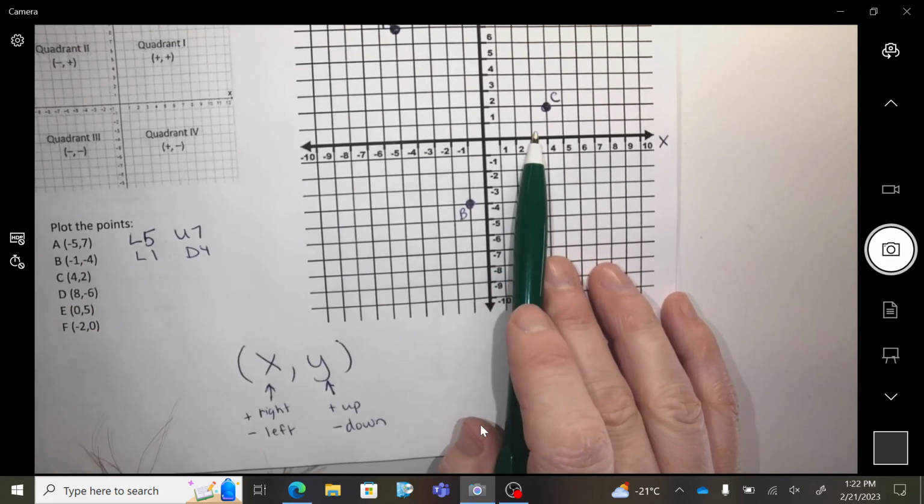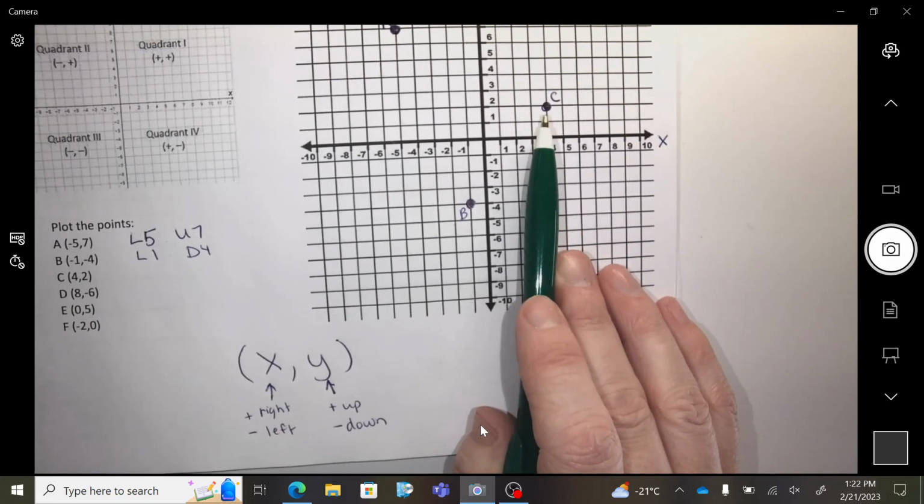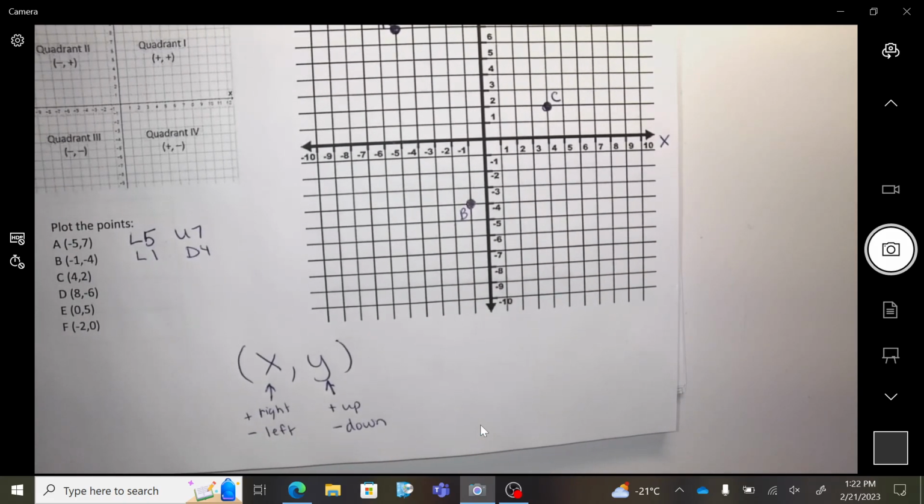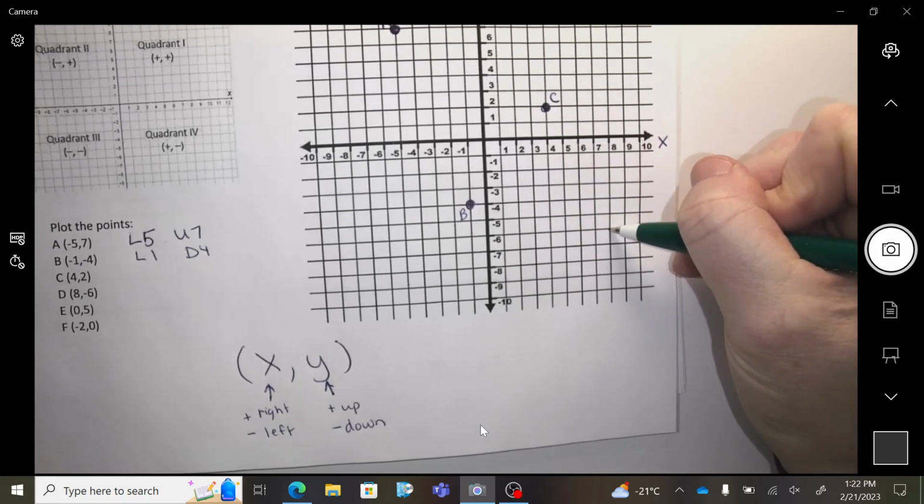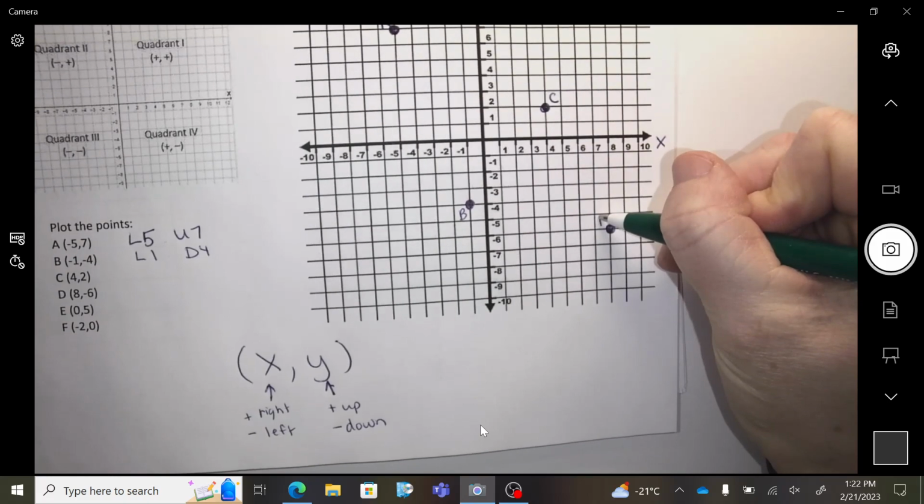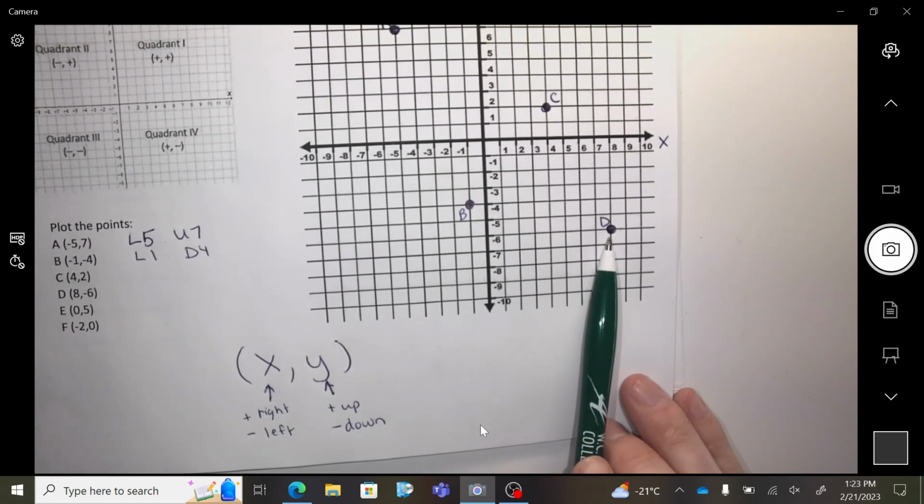Okay, so here's mine. I went 4 right and 2 up. Okay, I'll let you try D on your own. Can you figure out where D would go? 8 to the what direction? 6 to the what direction? Okay, are we in the same position? This is D down here.